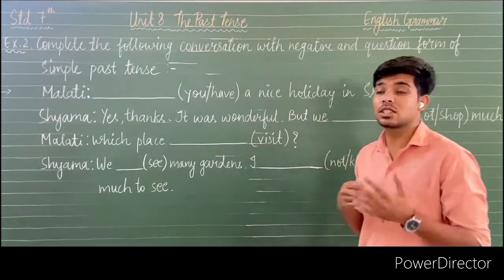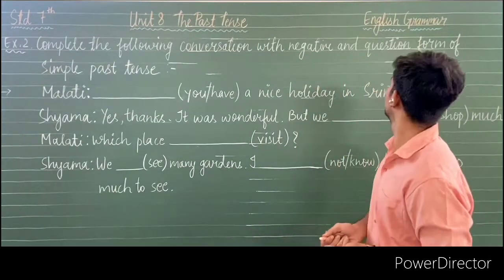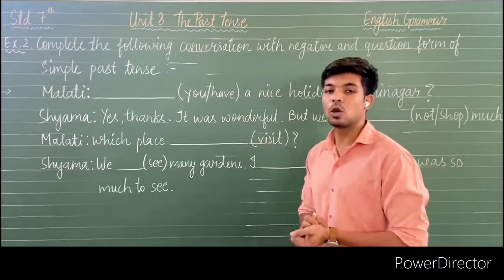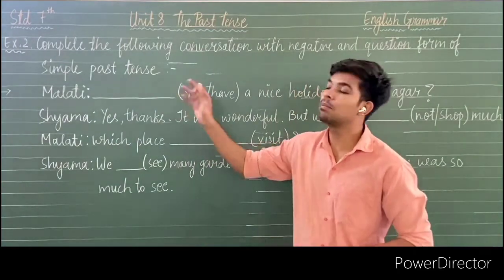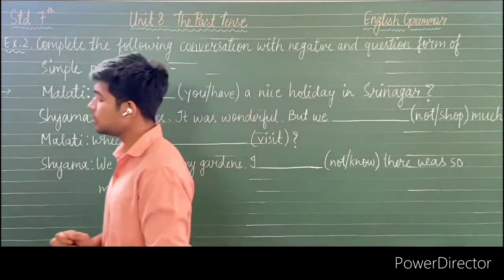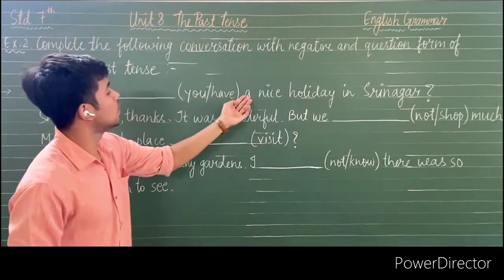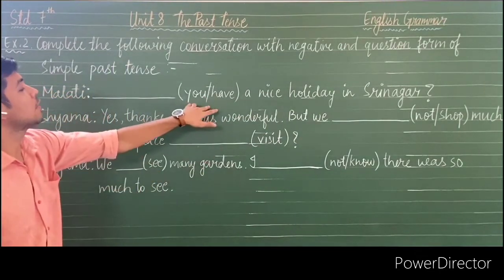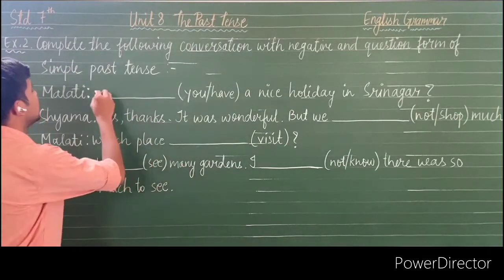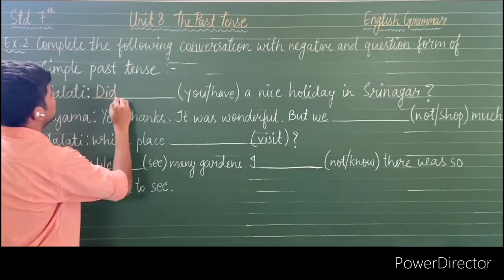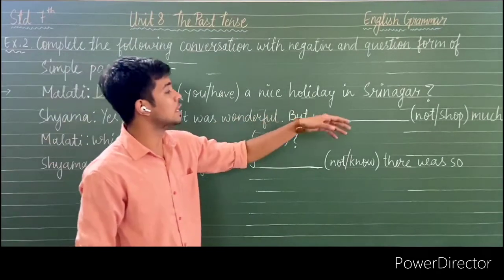Now, in exercise 2, complete the following conversation with negative and question form of simple past tense. We have to solve this conversation between Malati and Shyama with the help of simple past tense. So, Malati, blank, you have a nice holiday in Srinagar. In bracket we are given "you have". So, this is basically a question. So, we will write it as: Malati, did you have a nice holiday in Srinagar?